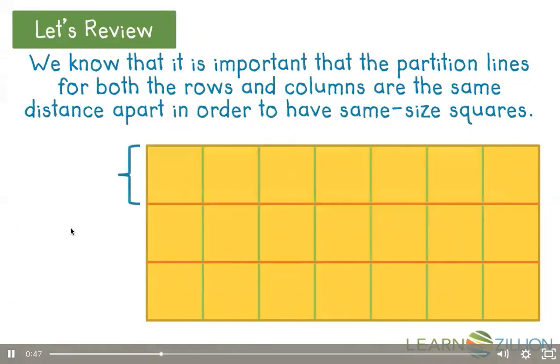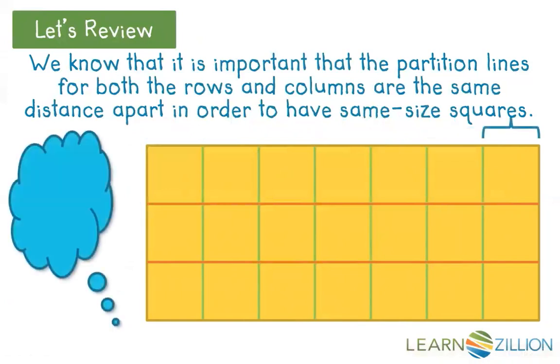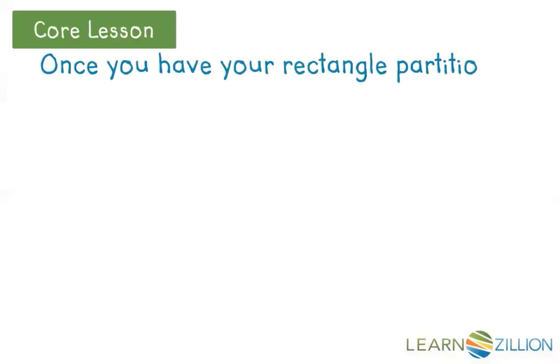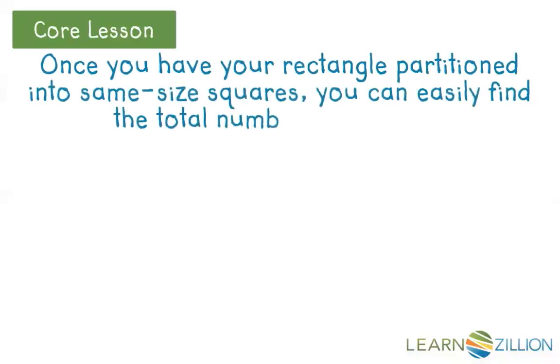The rows are the same distance apart, and the columns are exactly the same distance apart as the rows in order to have same-size squares throughout our rectangle. The rows and columns have to be equally spaced. Once you have your rectangle partitioned into same-size squares, you can easily find the total number of squares.